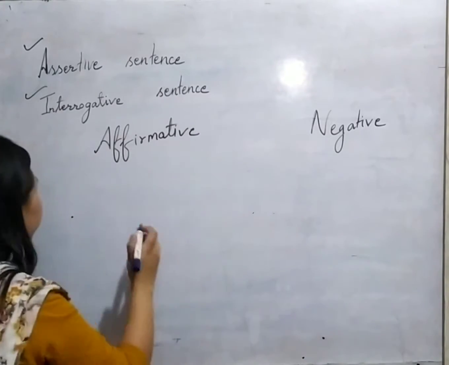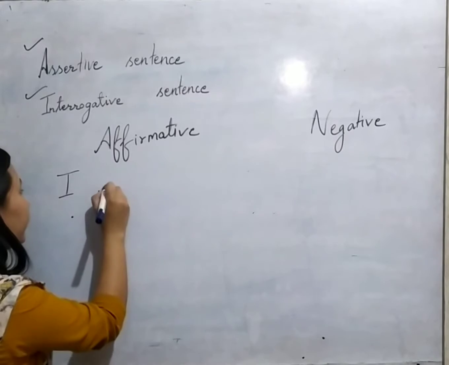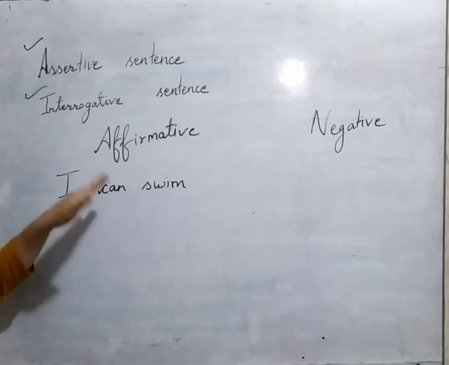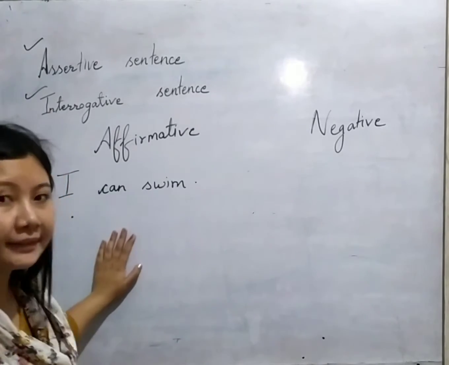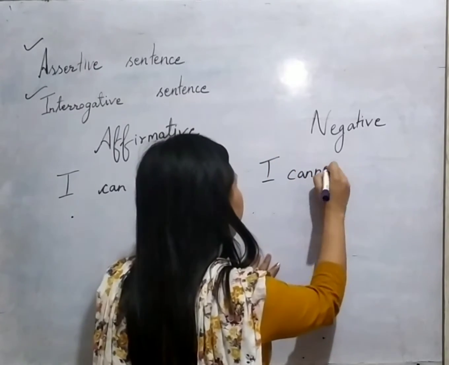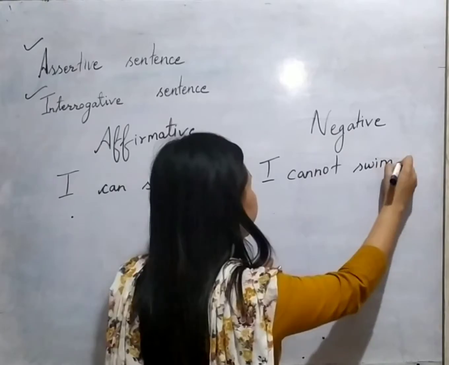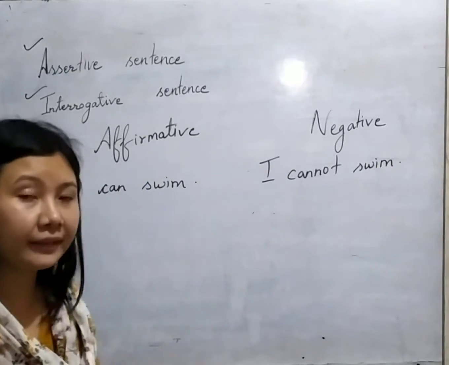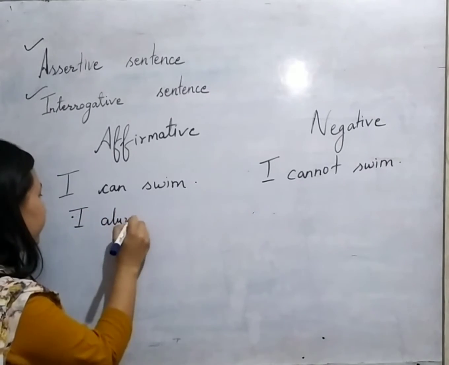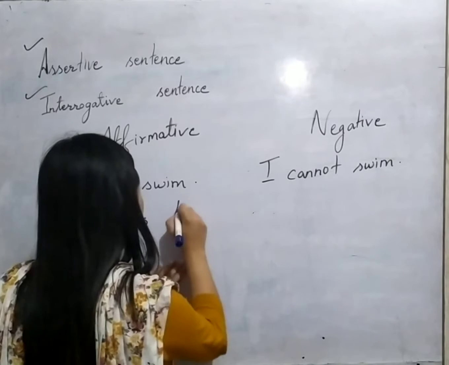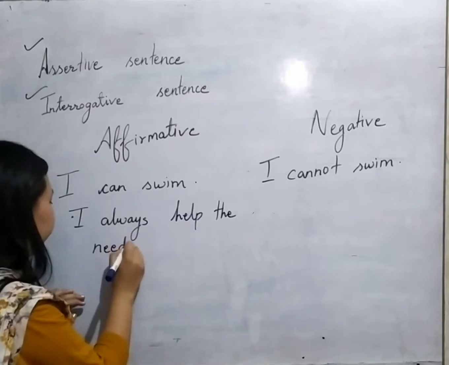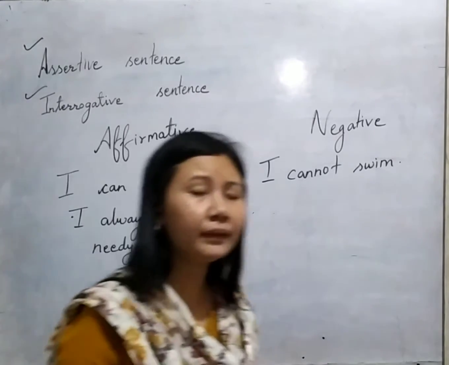So let me give an example and explain this to you. If I write over here on the board, I can swim. This is an example of an assertive sentence which is affirmative, because the idea represented is a positive idea. And over here, if I write I cannot swim, this is an example of a negative sentence because a negative idea is being presented. Similarly, if I write I always help the needy, I always help those people who are in need.